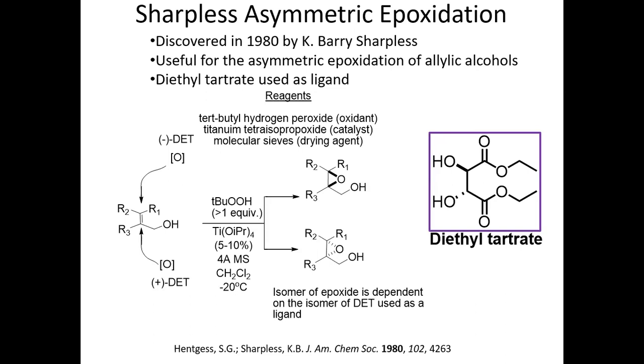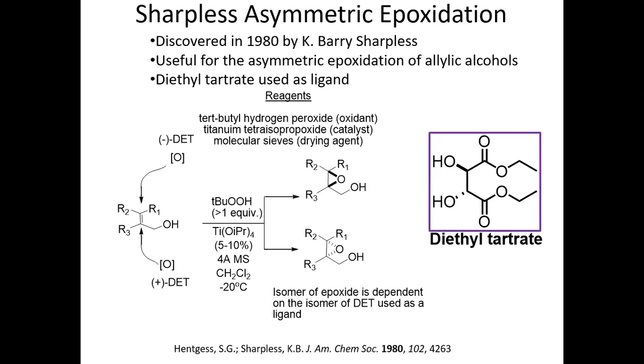A lot of times you'll see these reactions done at low temperature, right? There's a reason for that. The lower the temperature, the more selective the reaction is going to be, because at low temperature there's less energy for other processes to happen. So the lower your temperature is in a specific reaction, the more selective that reaction is going to be. You can favor one enantiomer of epoxide over the other, depending on the diethyl tartrate ligand that you use.